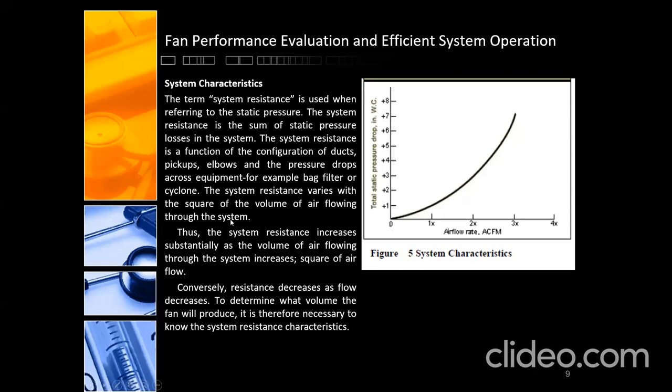The system resistance varies with the square of the volume of air flowing through the system. Thus, the system resistance increases substantially as the volume of air flowing through the system increases. Ito yung square of airflow, system resistance. Conversely, resistance decreases as flow decreases. To determine what volume the fan will produce, it is therefore necessary to know the system resistance characteristic. Yan ang curve niya. This is parabolic.